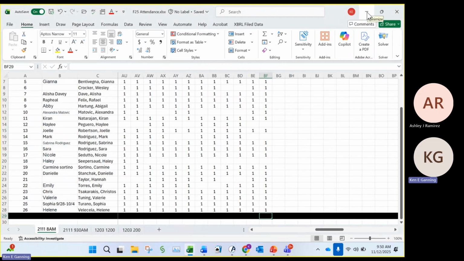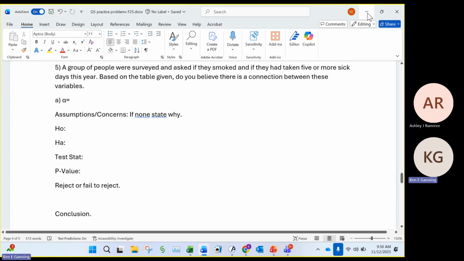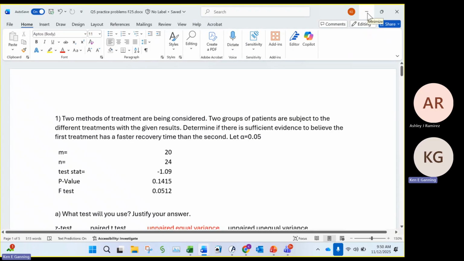Okay, let's do. There we go. Two methods are being considered. Two groups of patients are subject to different treatments with the given results. Determine if there is sufficient evidence to believe the first treatment has a faster recovery time than the second. Justify your answers. Okay, but alpha equals 0.05. Typically for medical problems, 0.01, but we specifically said 0.05 here, so that's what we're going to work with.